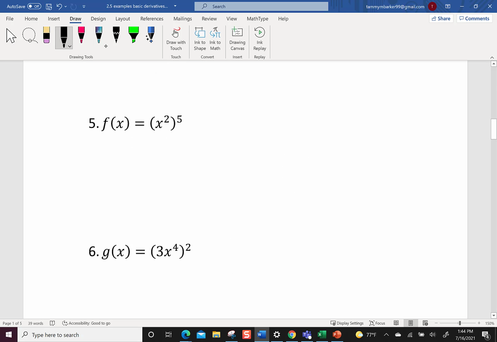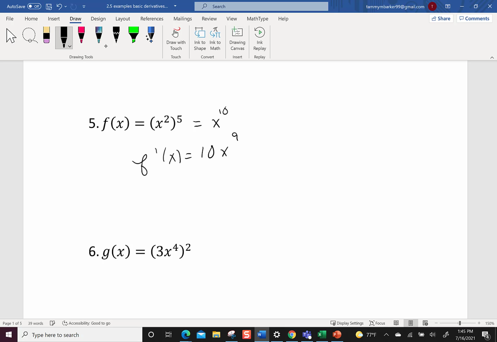5 says f of x is x squared raised to the power 5. I have two powers here, so before I take the derivative, I'm going to say 2 times 5 is 10. Now I've simplified f of x to be x to the 10th power. F prime of x, the 10 comes down.